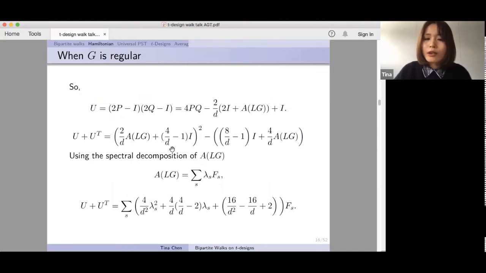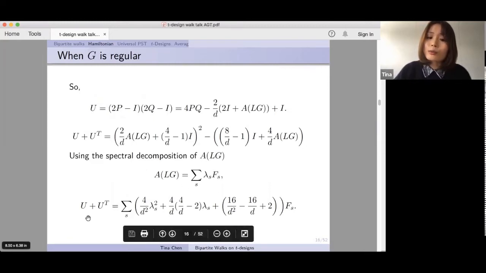And then if we assume the spectral decomposition of the adjacency matrix of the line graph to be of this form, we can write U plus U transpose just in terms of the eigenvalues of the adjacency matrix of the line graph and its eigenmatrices.